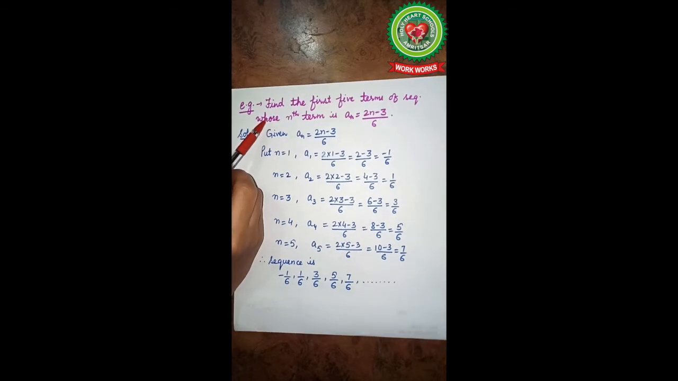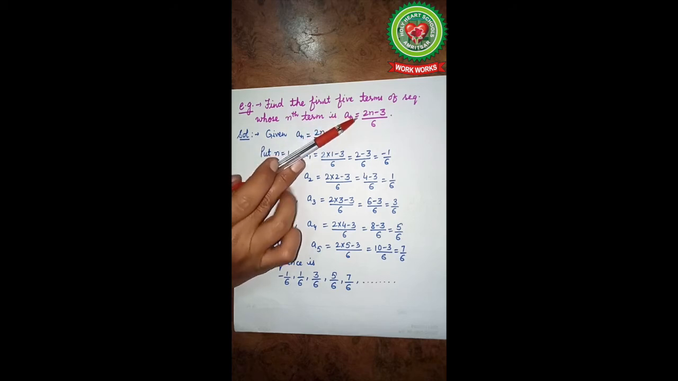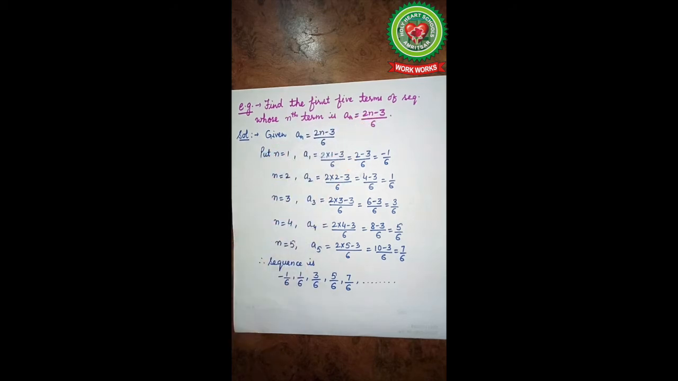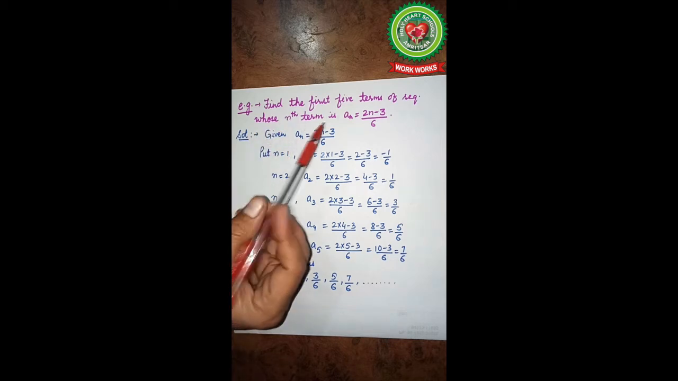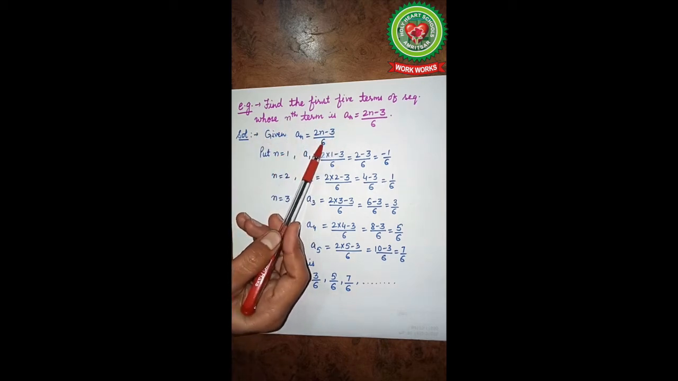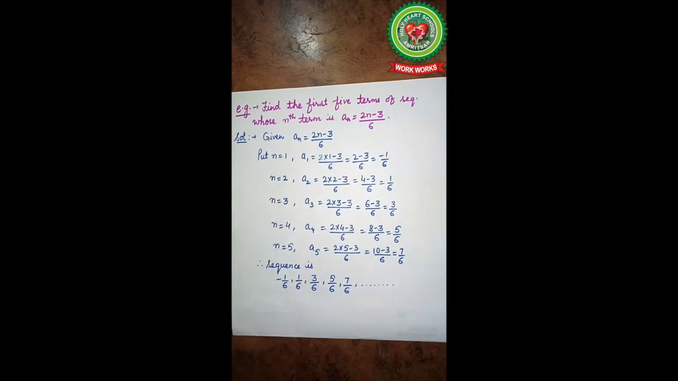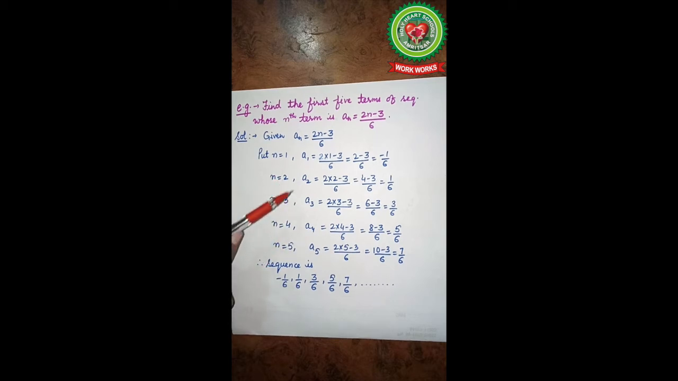Find the first 5 terms of the sequence whose nth term is an = (2n - 3)/6. We can find as many terms as we want when the nth term of the sequence is given. Again, we will start with the same pattern. First of all, an is given. For first five terms, it means we have to put the value of n, that is n is equal to 1, 2, 3, 4 and 5.